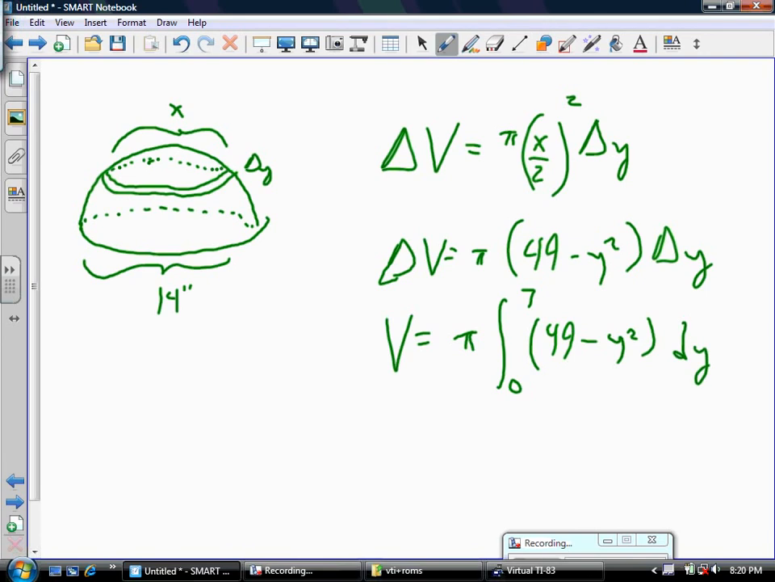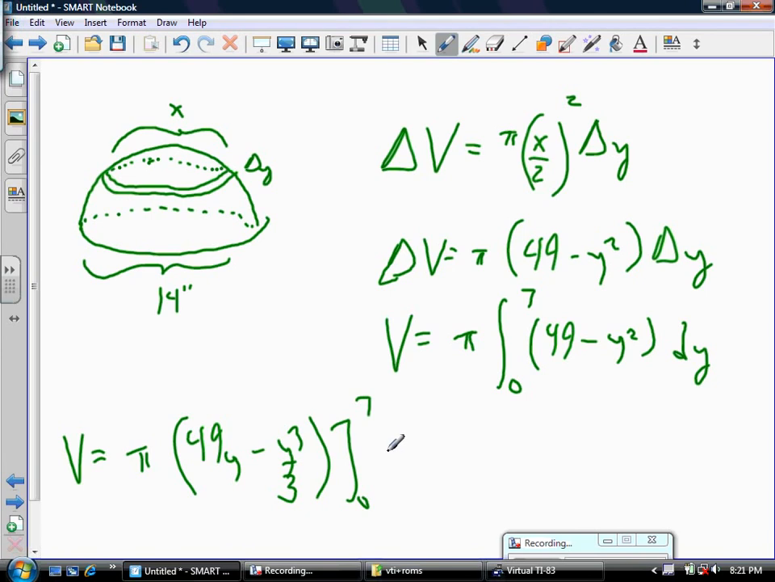Okay? All right, so how do you integrate that? What's the antiderivative? 49 dy. 49y. What's the antiderivative of y squared dy? y cubed over 3. There's no u sub, there's no trig sub, there's nothing special here. It's just power rule. So V equals pi times (49y minus y cubed over 3), evaluated from 0 to 7.